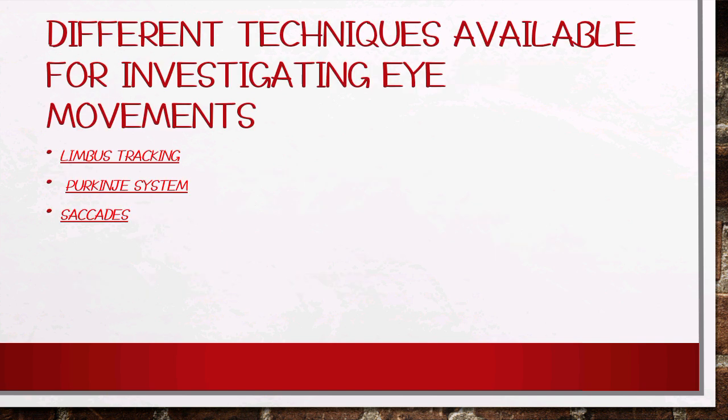Next, different techniques available for investigating eye movement. First, limbus tracking. This is a technique for tracking eye movement. It involves tracking the edge of the cornea, the outer layer of the eye, which is called the limbus. For example, a limbus tracking device might use infrared light to detect the limbus and calculate eye position. Let's watch a short clip for more explanation.